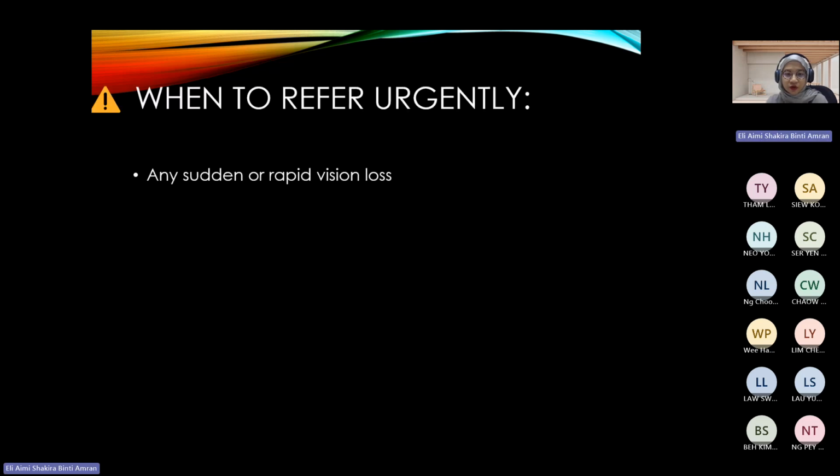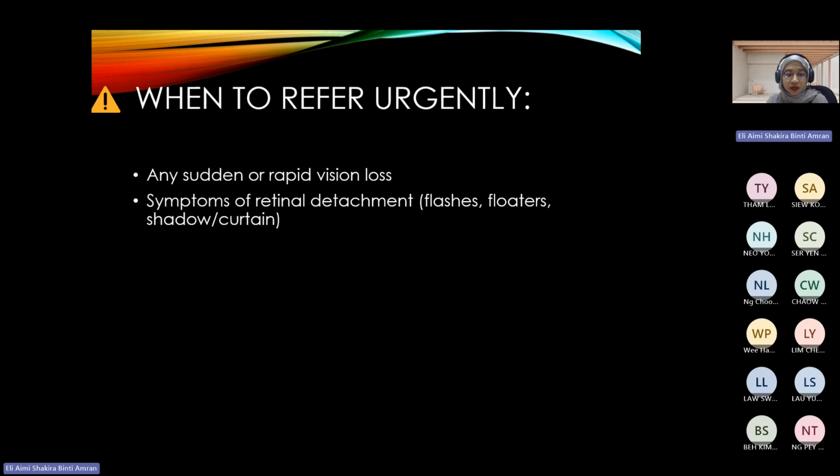So when are you going to refer urgently? Any sudden or rapid vision loss. So you have to ask the patient again, when is the onset? What is the duration to consider it rapid or not? Secondly, symptoms of retinal detachment: flashes, floaters, any shadow or curtain of light. It can be symptoms of retinal detachment. And then suspected optic neuritis or temporal arteritis.